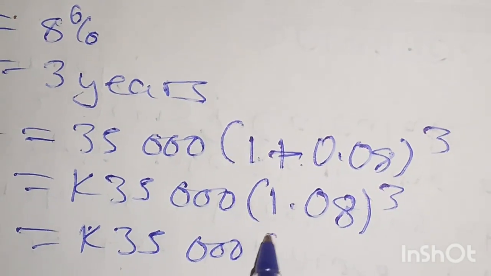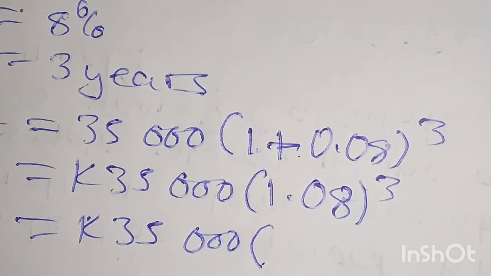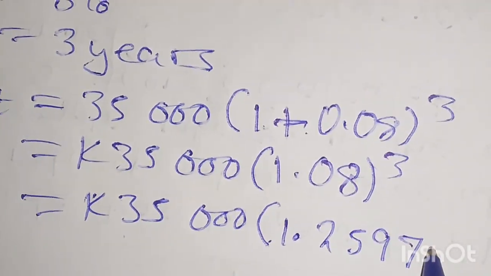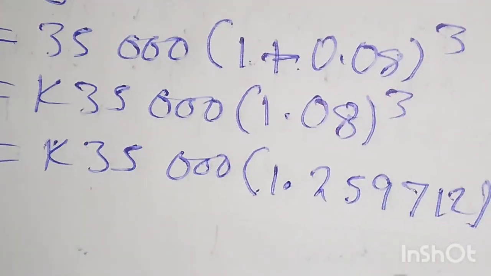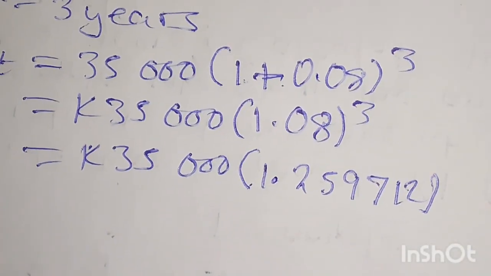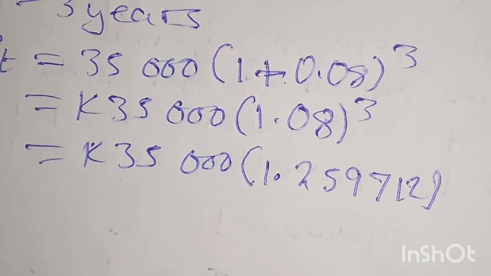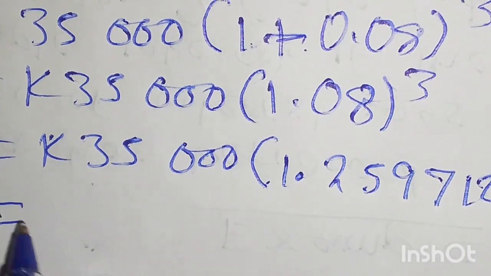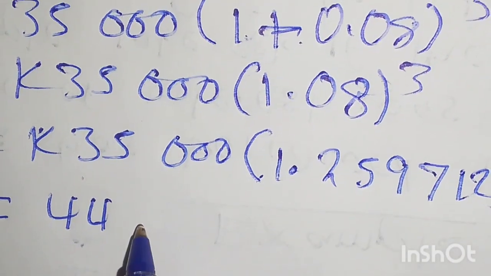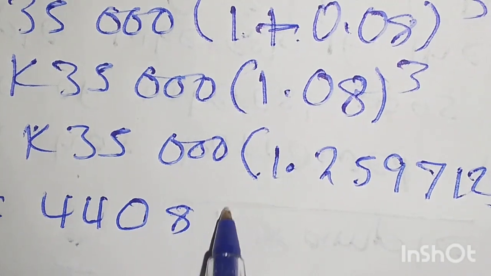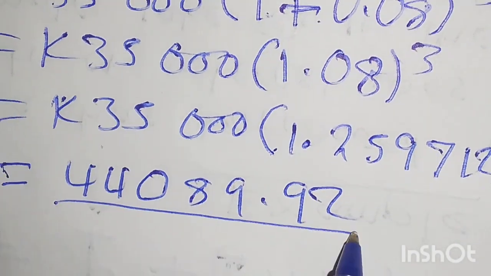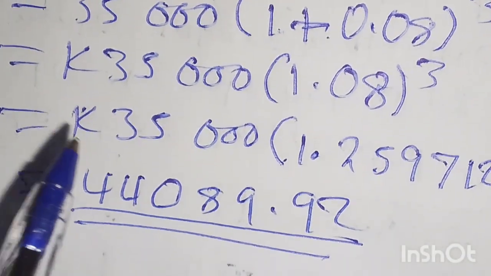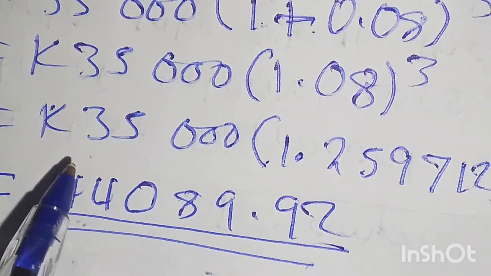So 35,000. Then 1.08 to the power 3 gives 1.259712. So now you multiply these two values, multiplied by 35,000. So this gives 44,089.92. So therefore, this is the value of the investment at the end of 3 years, which is the compound interest.